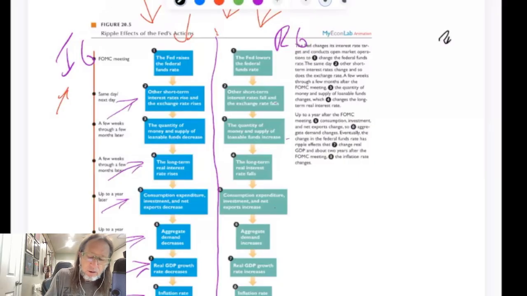We're going to have interest rates begin to increase as well, which will cause borrowing to decrease. This then in turn, the quantity of money and supply of loanable funds will also decrease. The long-term real interest rate rises, meaning it gets more unaffordable for people to take out loans. Consumption, expenditure, investment, and net exports will then decrease. Aggregate demand decreases. Real GDP growth rate decreases. Inflation rate decreases.